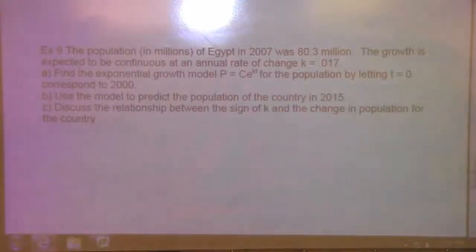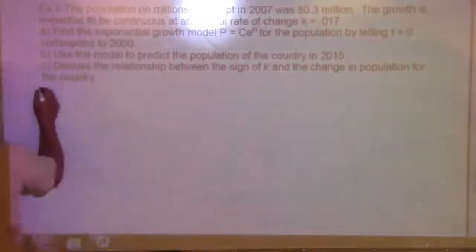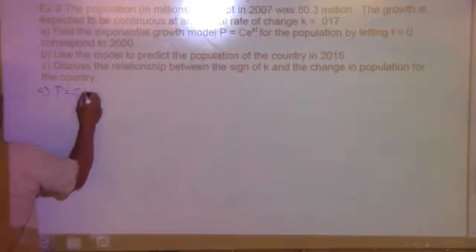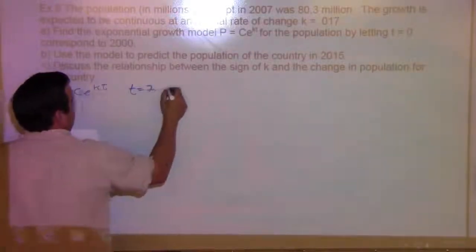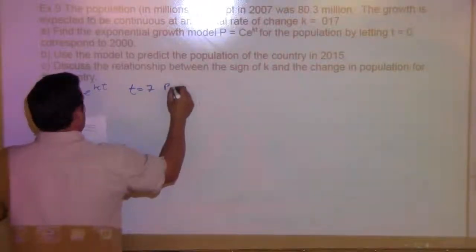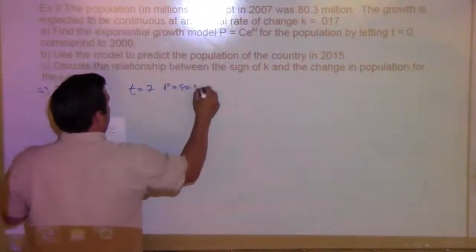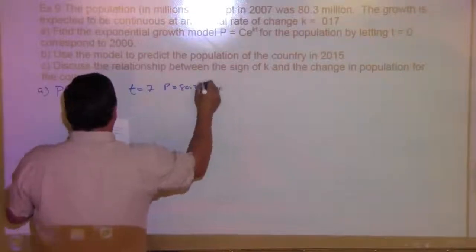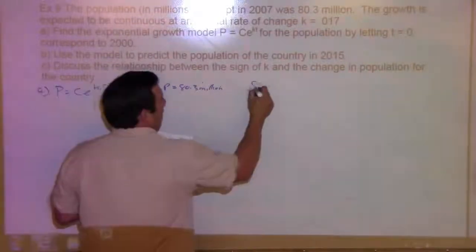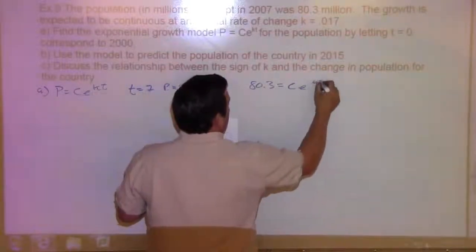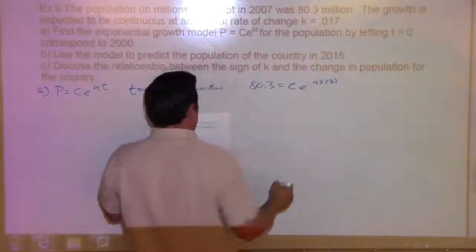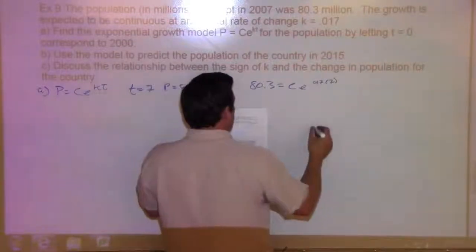Well, first of all, k is positive. What do you think that means about the population? So for A, we have P equals C e to the kt, and at time t equals 7, we had a population equal to 80.3 million. So 80.3 equals C e to the 0.017 times 7, because our k is 0.017.